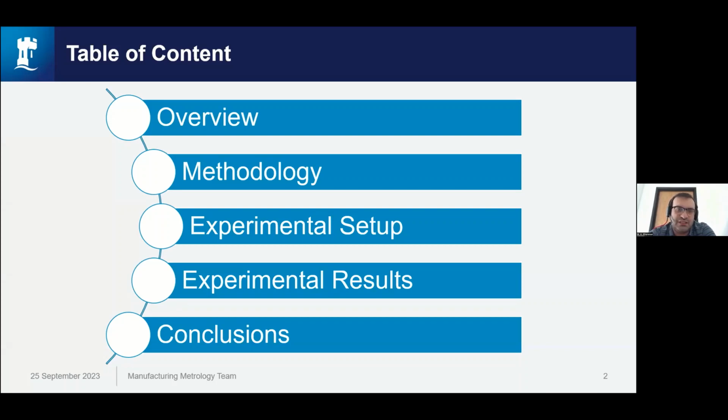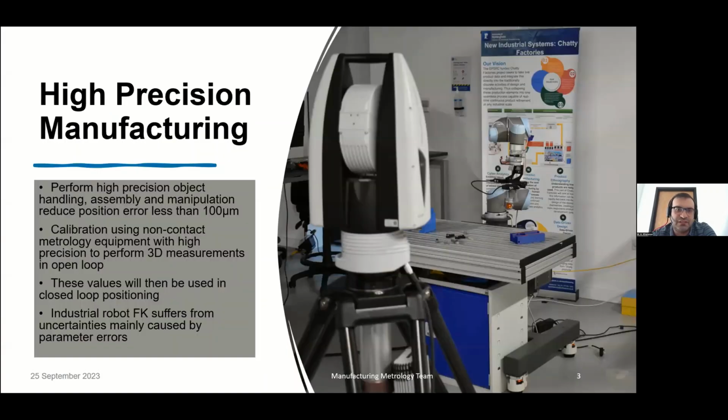As you can see here, we would have an overview of my work. Then methodology would be talked about, experimental setup, experimental results, and then we will talk about the conclusion.